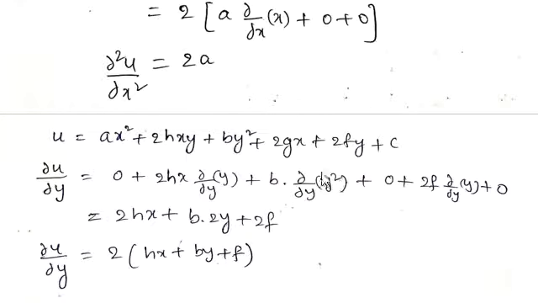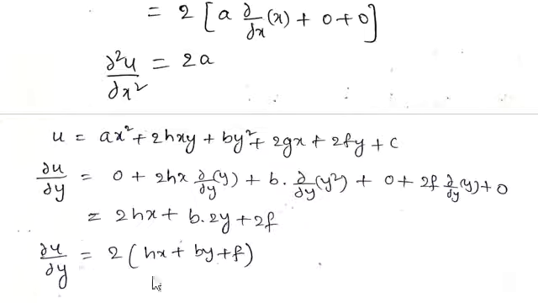Then 2g is constant given, x is also constant here, so differentiation of this constant term is 0, and 2f times ∂/∂y of y, and c is also constant, whose differentiation is 0. So if you see, 2hx, and this is 1, so 2hx is this term, and this is b into 2y, plus 2f, and this is 1, so this is 2f. Here also you can take 2 common, so you can write 2(hx + by + f).